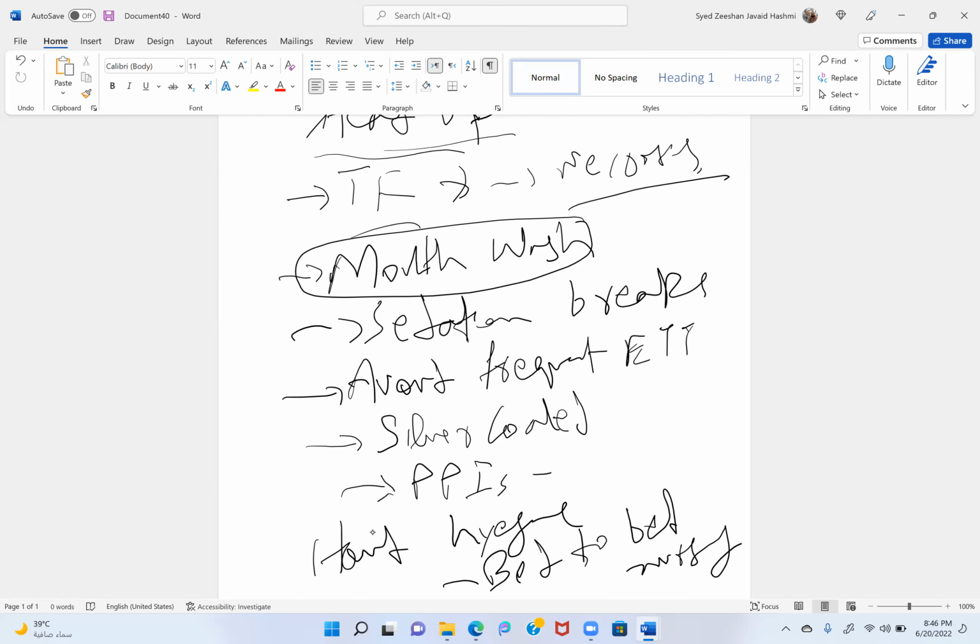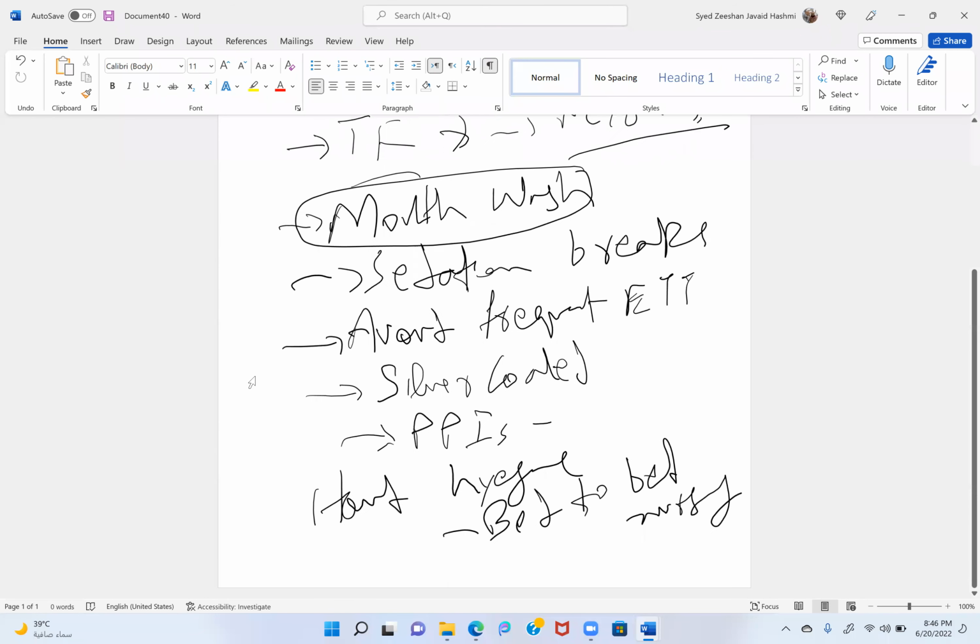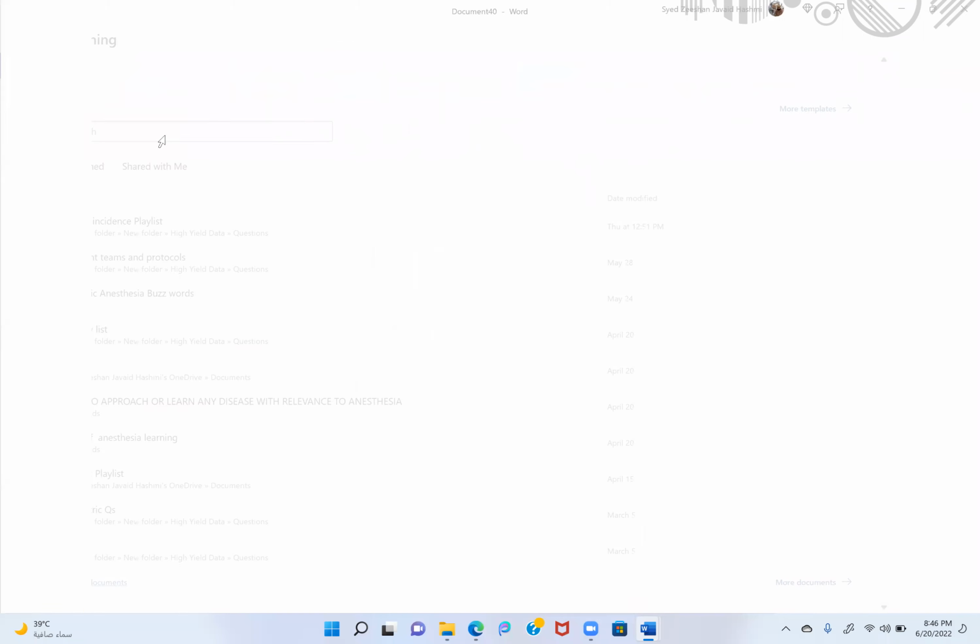Sir, DVT prophylaxis. DVT prophylaxis is directly not related to VAP. How is it related to VAP? Sir, it is secondarily related. Okay, but just concentrate on specific things.